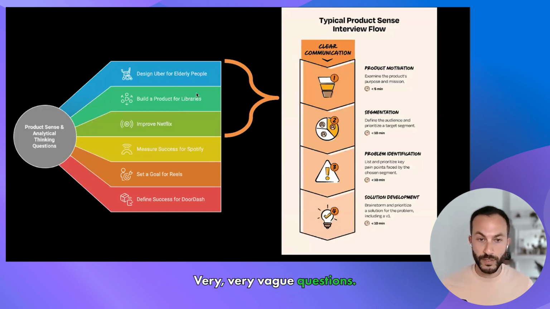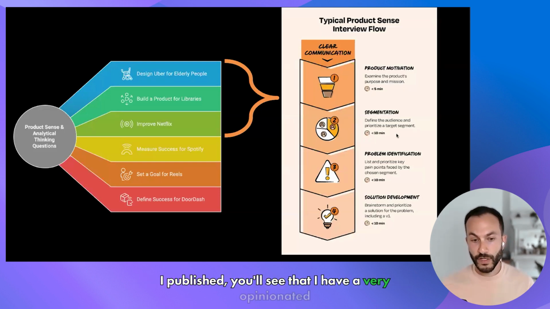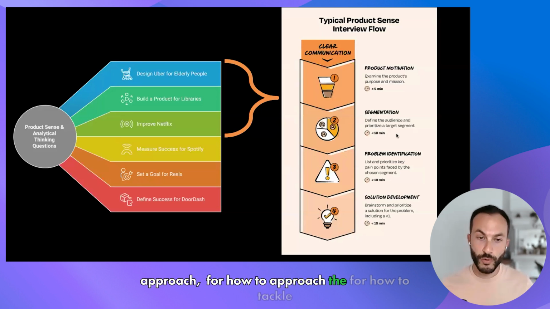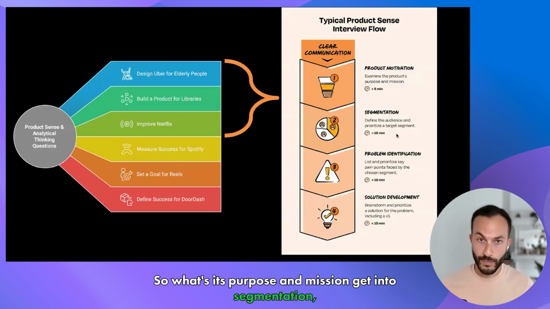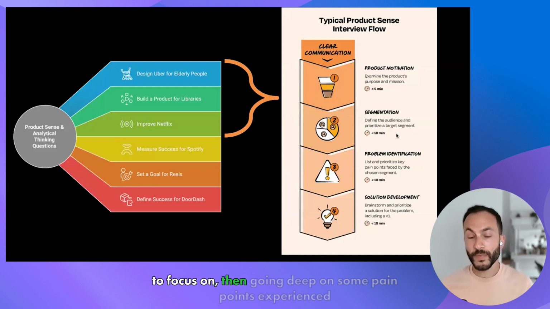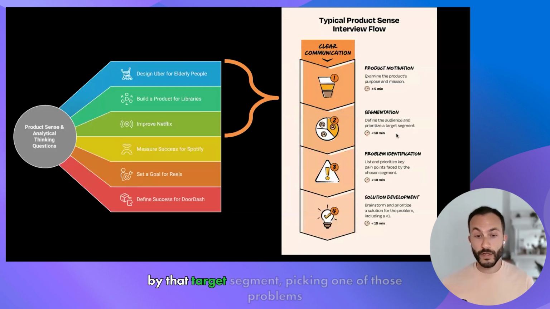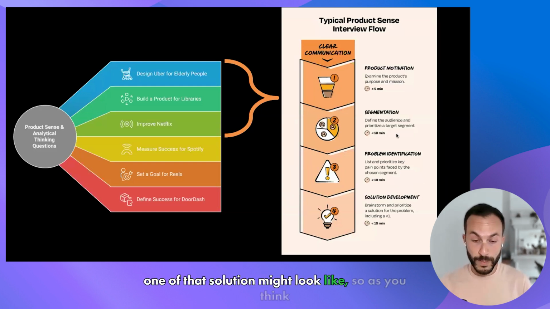Very, very vague questions. And then if you read the Lenny post that I published, you'll see that I have a very opinionated approach for how to tackle these interviews that starts with talking about the product motivation. So, what's its purpose and mission? Get into segmentation, which includes the audience, picking a target segment to focus on, then going deep on some pain points experienced by that target segment, picking one of those problems, then shifting into brainstorming and prioritizing a solution to focus on solving that problem for that segment, and then describing, if you have some time, what a V1 of that solution might look like.